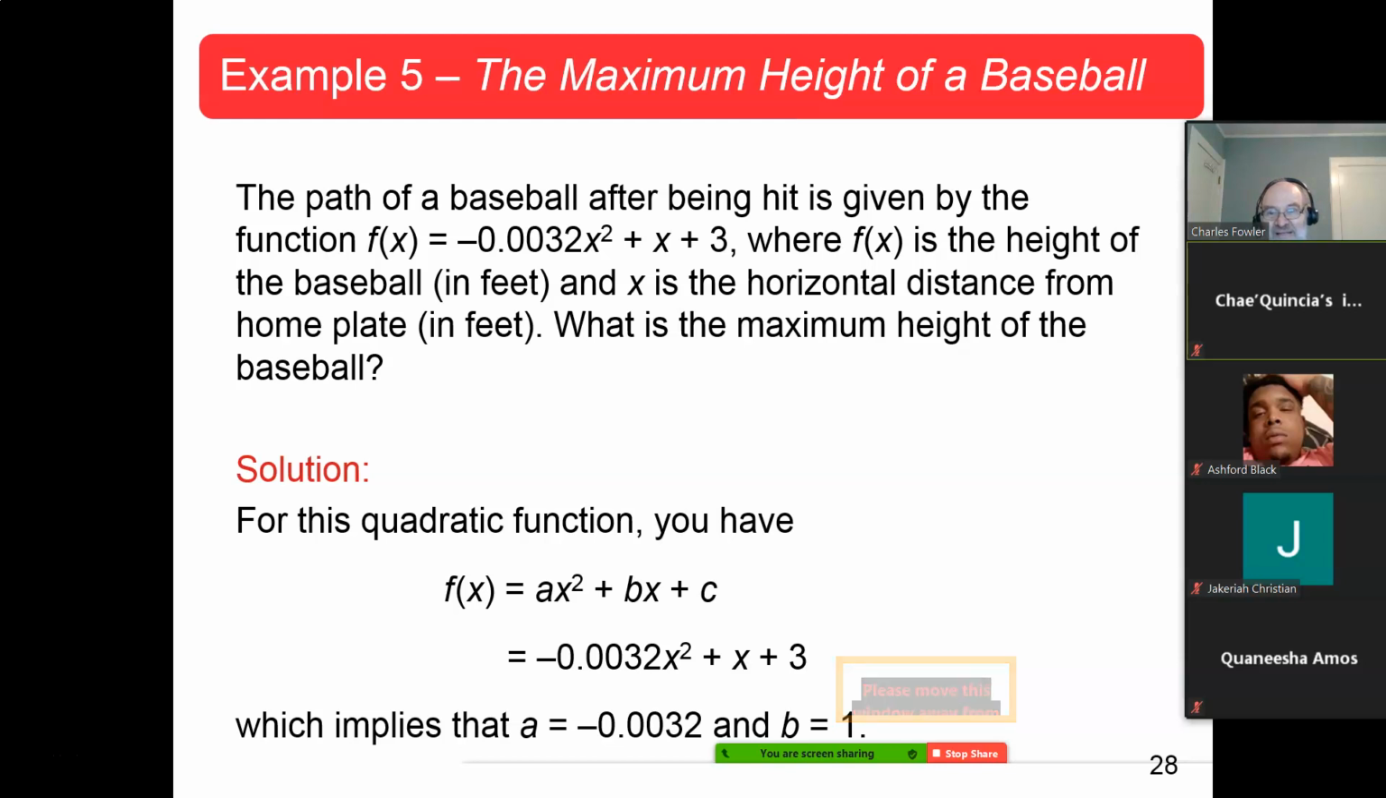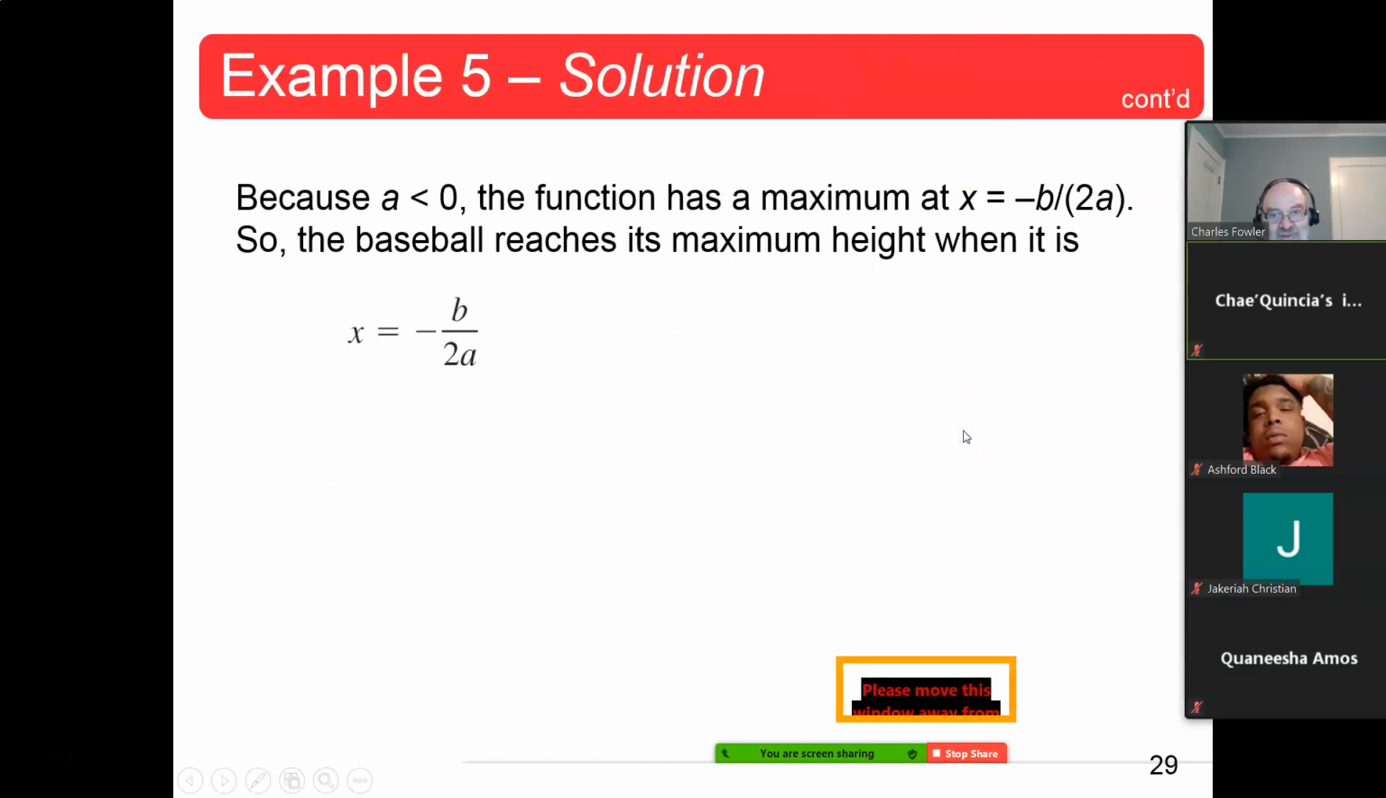Okay, so let's figure out how far from home plate that maximum height is going to be. Well, that's minus b over 2a, which will not advance. I don't know why this does this. There we go. Because a is less than 0, a negative number, the function has a maximum height at minus b over 2a. Remember that, okay? So the baseball reaches its maximum height when it is that far from home plate, minus b over 2a.